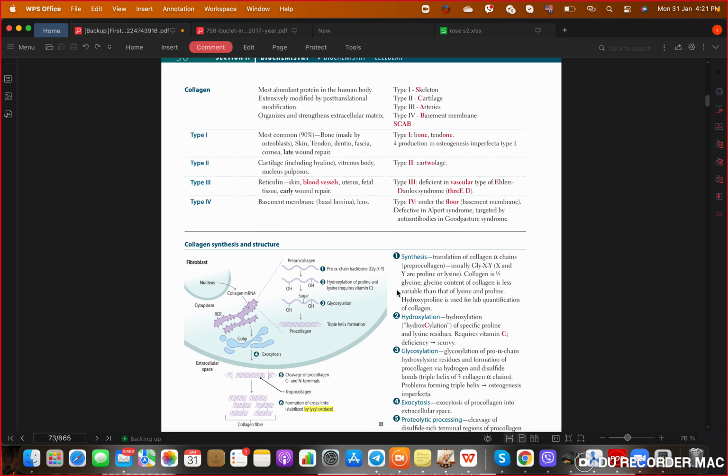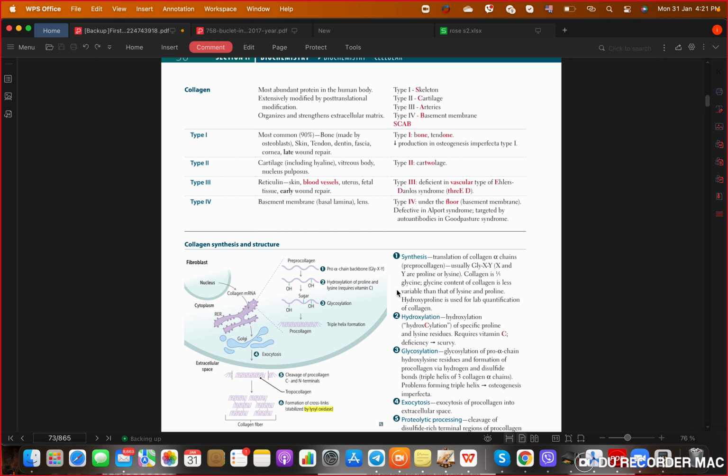Okay, so they write, type 1 is in the skeleton, type 2 for the cartilage, 3 for the arteries, and 4 for the basement membrane. To be totally fair with you, these are the most important ones. So type 1 is most common in the bone. Bone has 1 in it, yes? I mean, it has ONE, which is 1. So bone has 1, so it's type 1. Made by the osteoblast.